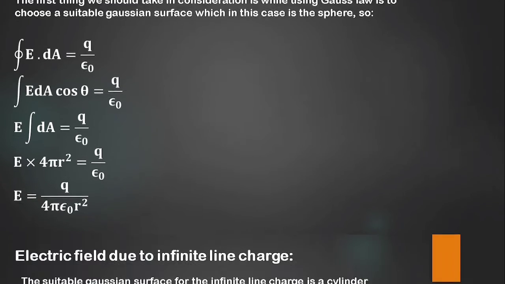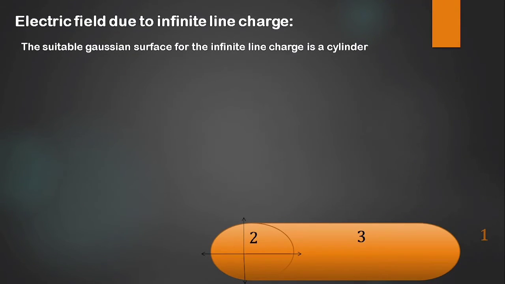Okay, let's talk about the electric field due to an infinite line charge. As you mentioned before, we should choose a suitable Gaussian surface, which is in this case a cylinder. And as usual, we will work on Gauss's law, so the sum of integrals will be factorized into 3 integrals, with an integral for each face.